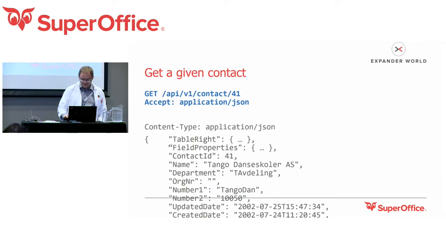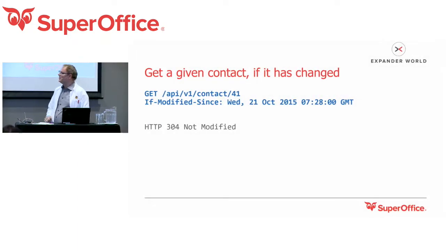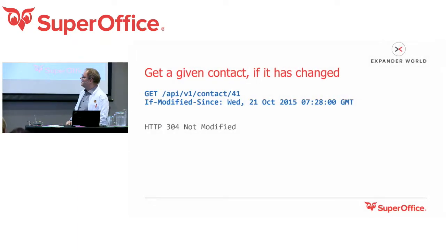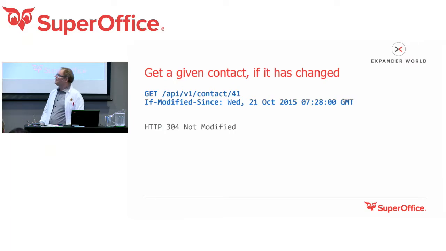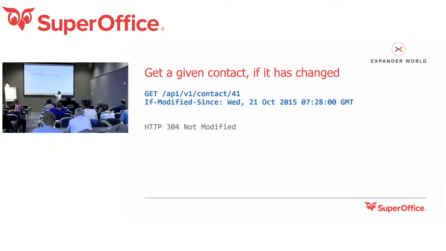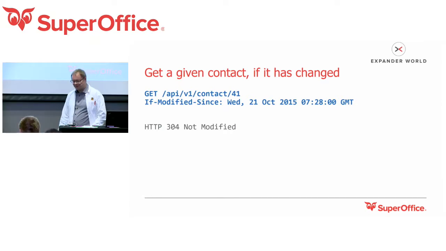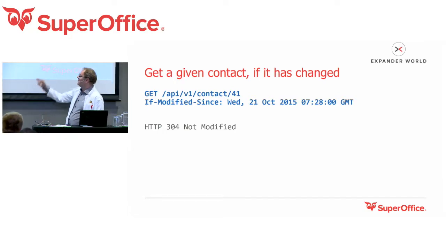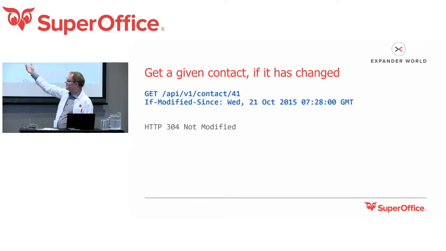HTTP supports a couple of tweaks. You can say, give me this contact, but only if it has been modified since this date. And the date format there is specified in the HTTP specs. This is what they call a conditional get: give me this thing only if it's been changed. In this case, it hasn't. It was last changed in 2002.